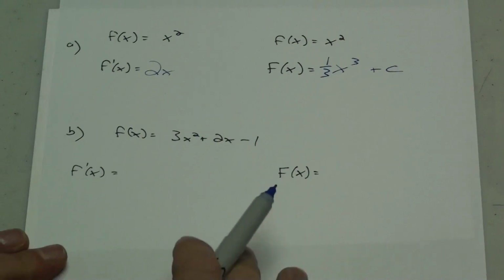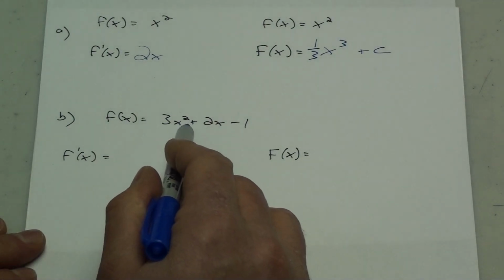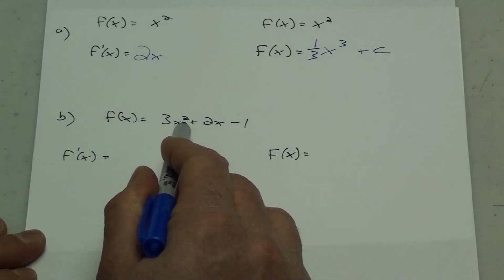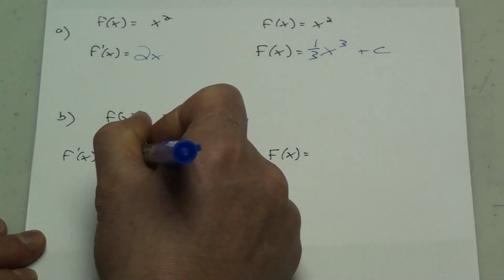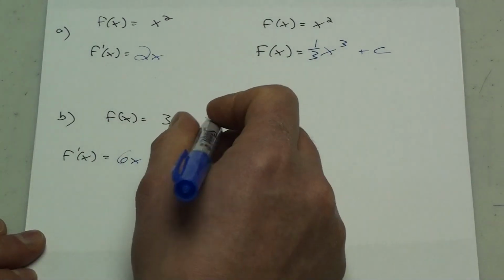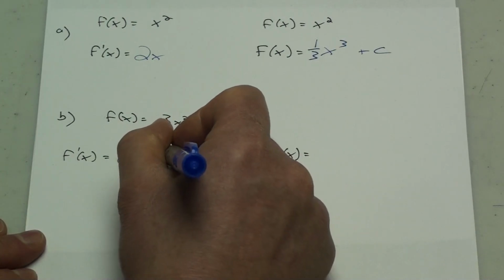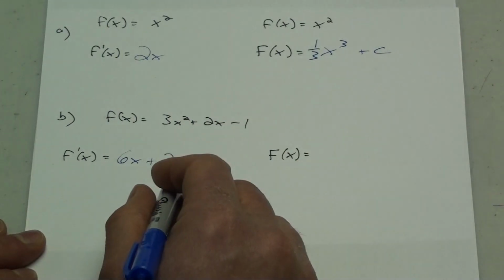Okay, here's another example. I have a function 3x squared plus 2x minus 1. If I was to do the derivative of this, I reduce the exponent and multiply. So I bring the exponent down, multiply, and reduce the exponent by 1. For the 2x, bring the exponent down, multiply, reduce the exponent by 1. That just gives me a 2. And then my -1 constant goes to 0.